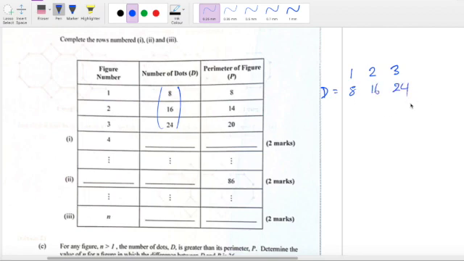Well, this just looks like the 8 times table, right? 1 8 is 8. 8 2s are 16. 8 3s are 24. So this will be 8n.